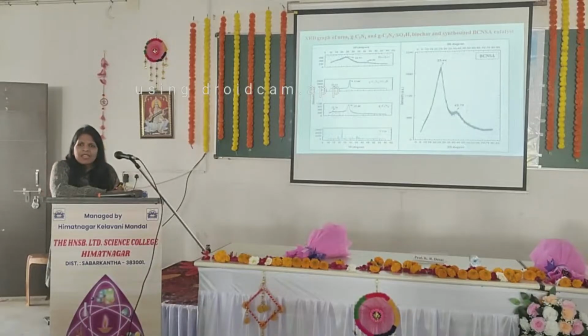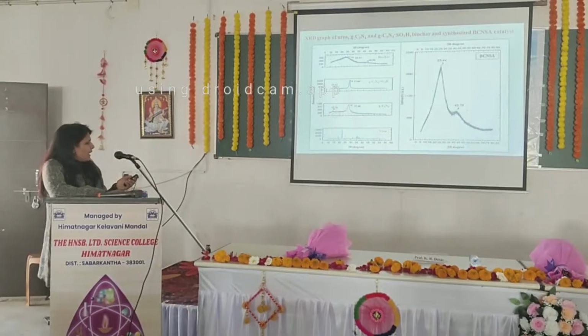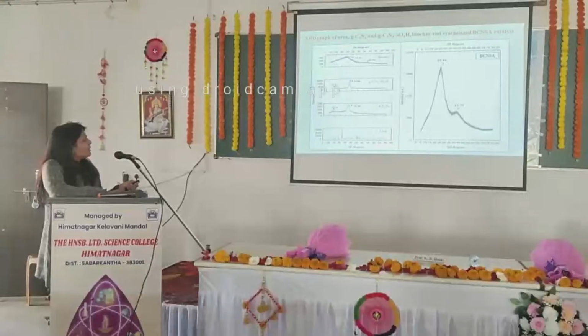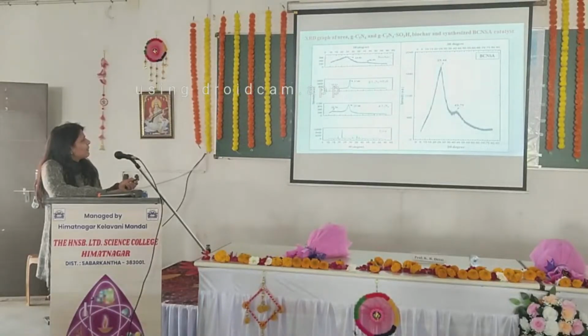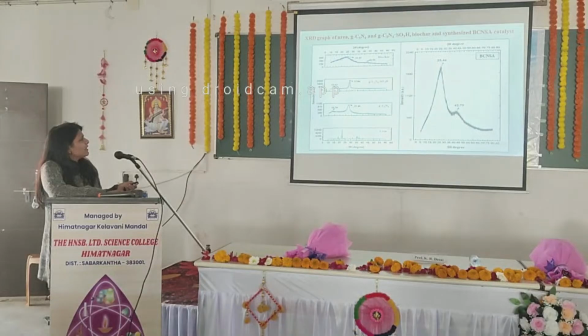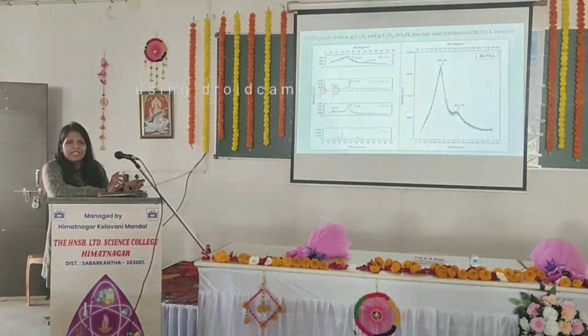Further, we have characterized different materials, that is urea, GC3N4, GC3N4-SO3H and biochar, and it was found that the peaks remain the same in the sulfonic acid and in the biochar. A new peak arises, and this peak diminishes. This confirms that the aggregate spacing of the material has increased, and the new peak confirms the presence of crystallinity.